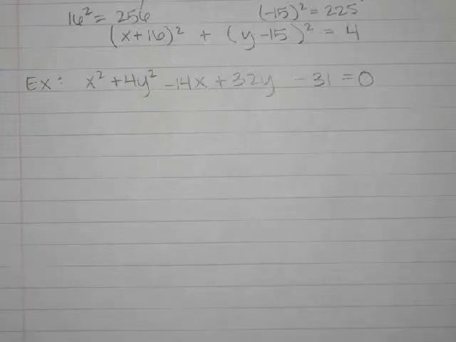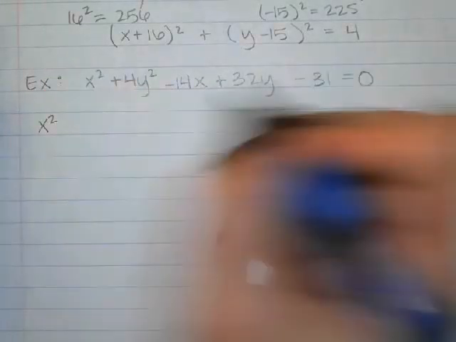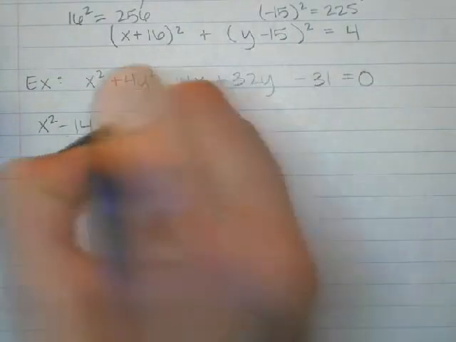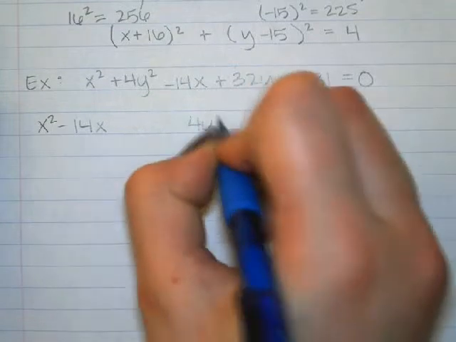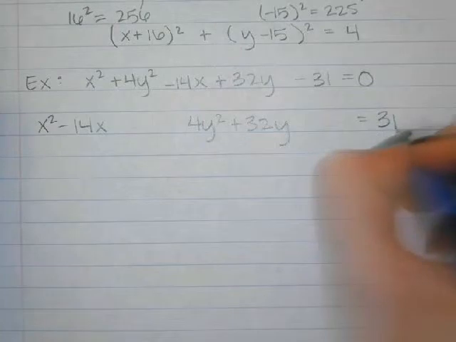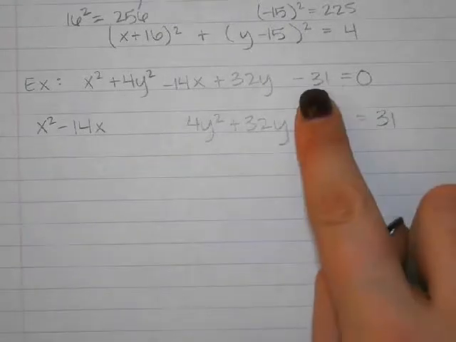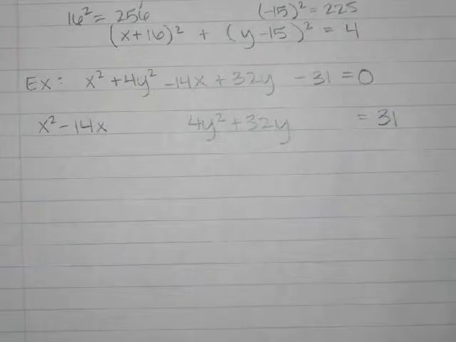So we're still going to start off the same. We're still going to put all the x's together and put all the y's together. So that gives me x squared minus 14x, and then I have 4y squared plus 32y, and on the other side I have the 31. Positive because it was negative over here. And so when you move it over, it would make it positive.